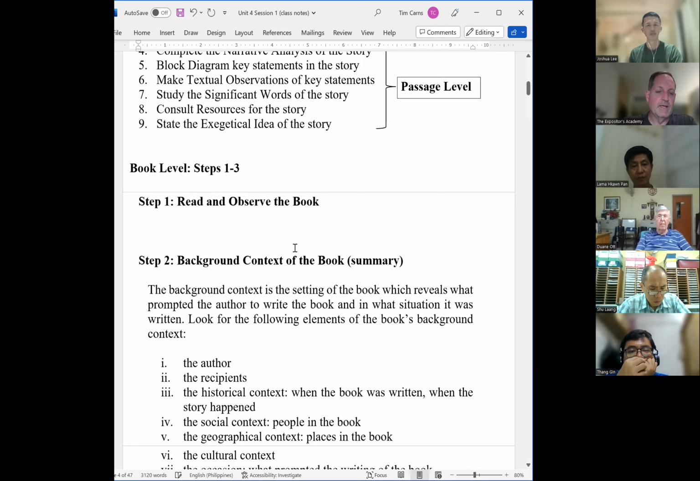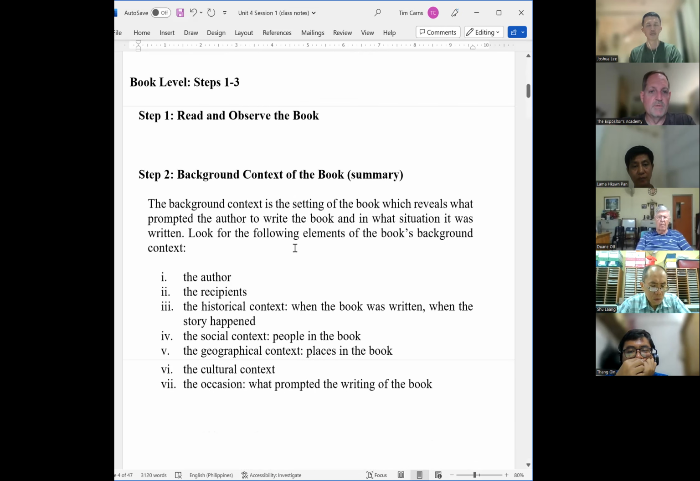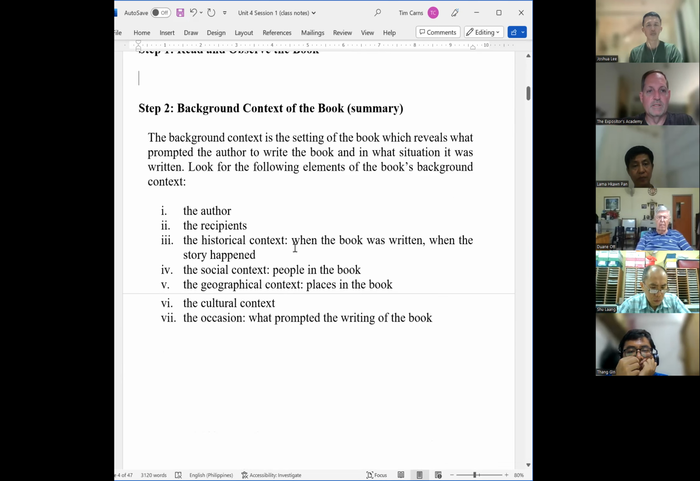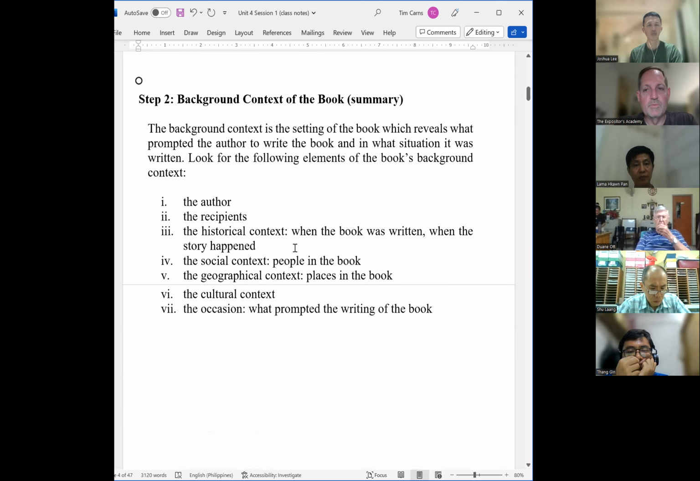And once you've completed that step, the second step is in doing the background context of the book. And that's where now you dig in more specifically, more deeply into certain elements of the book that help us understand its background. Of course, that would mean the author, if you can determine him, the recipients, what is the historical context of the book? That's when was it written? So you'd want to identify details regarding that.